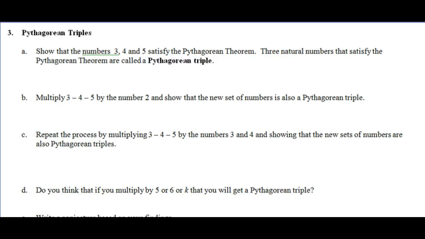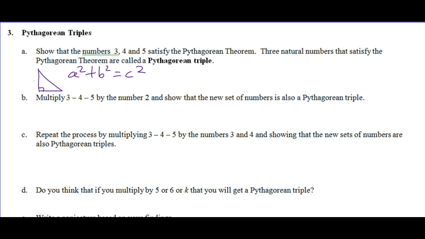Pythagorean triples. Show the numbers 3, 4, and 5 satisfy the Pythagorean theorem. Three natural numbers that satisfy the Pythagorean theorem are called a Pythagorean triple. Okay, so what do we do with 3, 4, and 5? What is the Pythagorean theorem? Give me a statement. A squared plus b squared equals c squared, right?